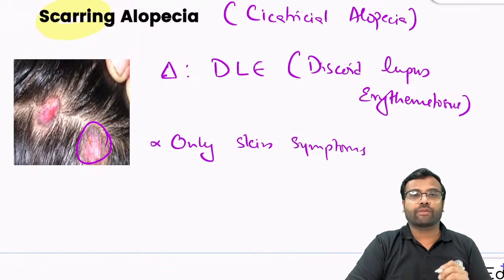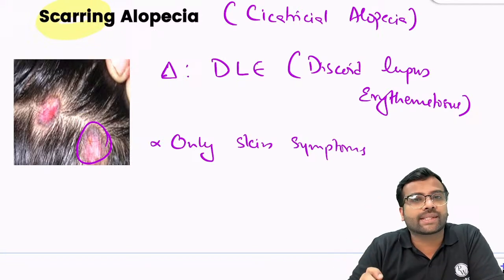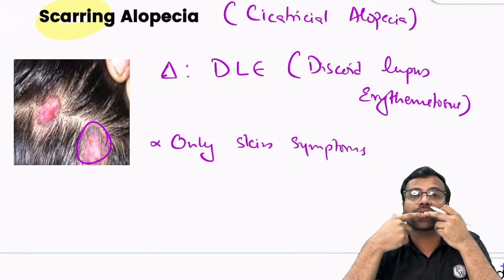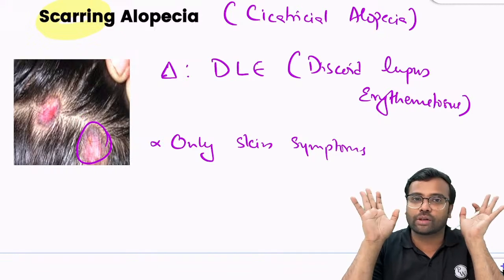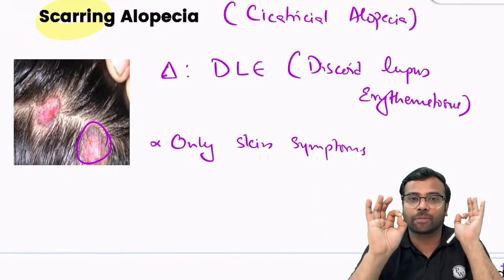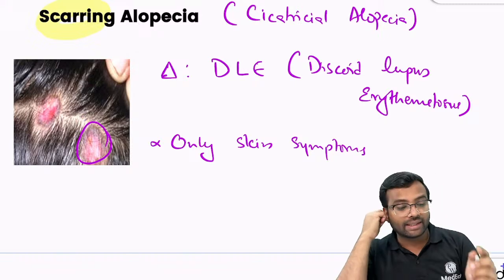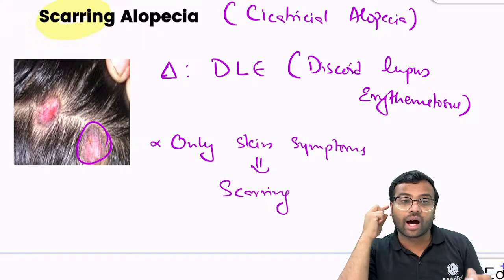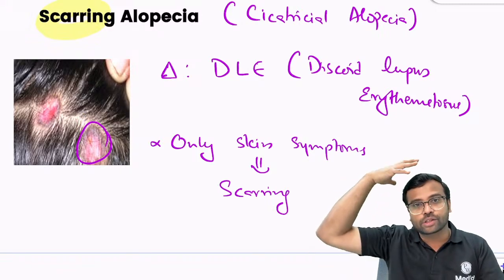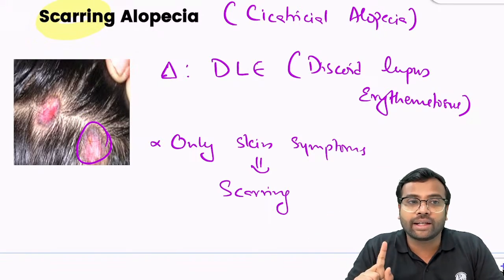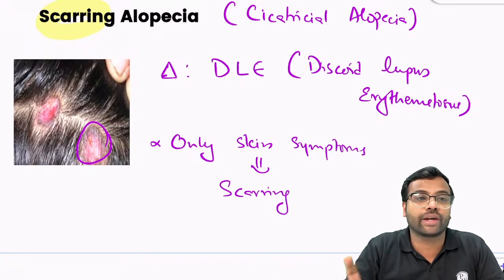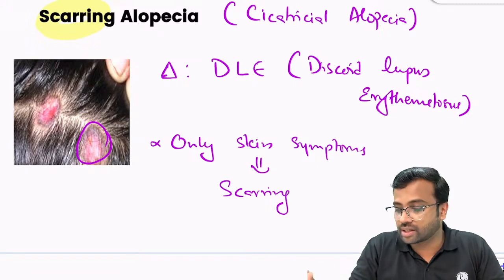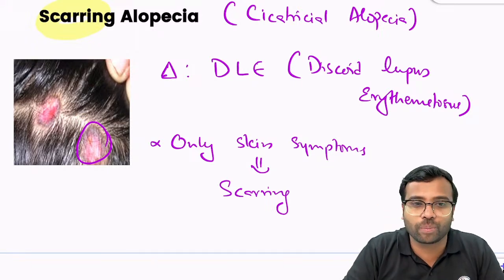because all of you must have learned about SLE. So what is happening in SLE? In SLE, the patient may complain of photosensitivity, malar rash, aphthous ulcer, isn't it? So all those features will be there. But in discoid lupus erythematosus, you'll find only skin symptoms, and these skin symptoms are usually scarring. So there would be scarring lesions over the skin, and over the scalp as well. That is why in scarring alopecia, one very important differential diagnosis is going to be discoid lupus erythematosus.